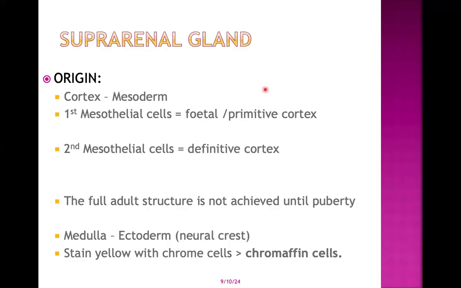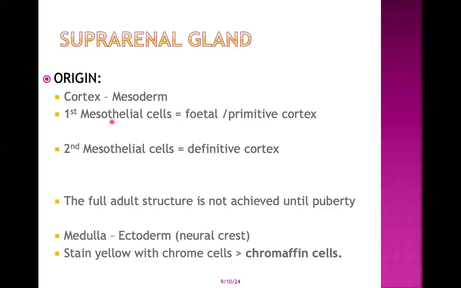All right, now let's look at the suprarenal gland. The origin is in two ways: mesoderm and then ectoderm. So that is the origin or source for the suprarenal gland. We are talking of the germinal layers, the trilaminar disc, you remember: ectoderm, mesoderm, and endoderm. So the suprarenal gland can be divided into two main portions, a cortex and a medulla. The cortex comes from mesoderm, and then the medulla comes from ectoderm, and to be precise, neural crest.